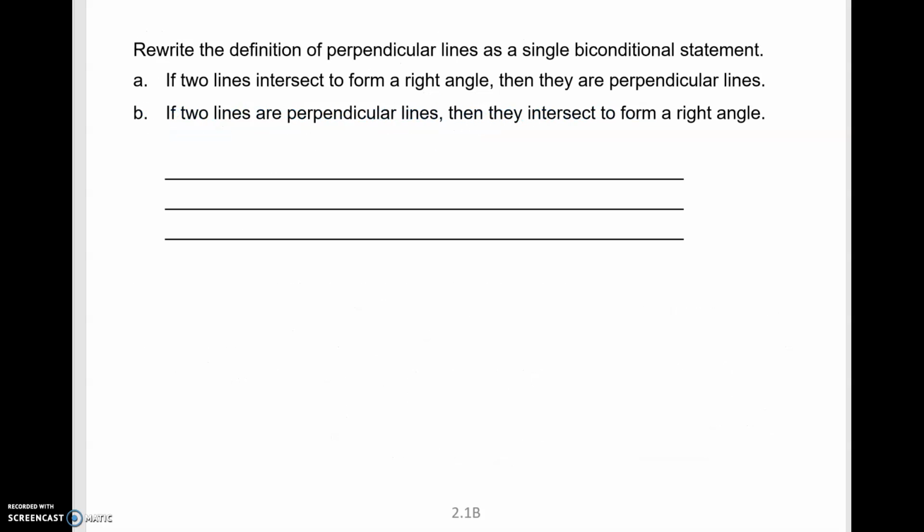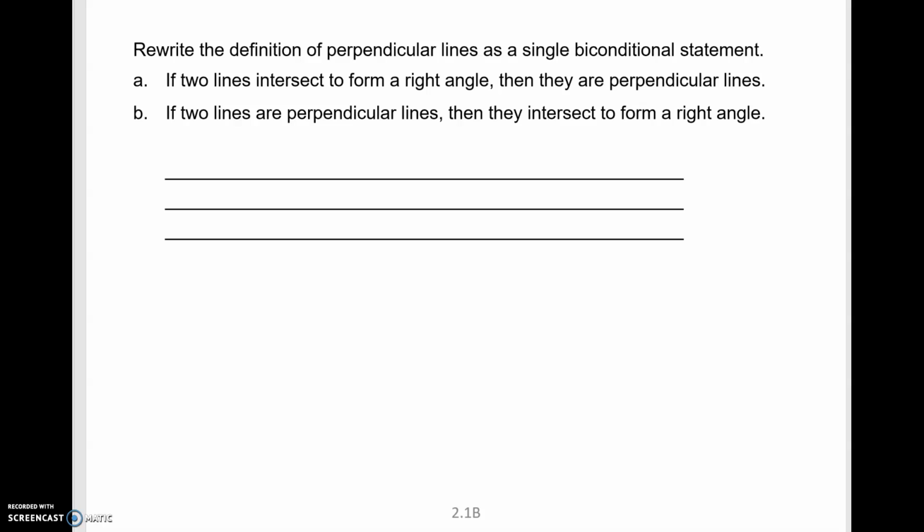Okay, so we're going to rewrite the definition of perpendicular lines as a single biconditional statement. Part 1 says if two lines intersect to form a right angle, then they are perpendicular. Going backwards, if two lines are perpendicular, then they intersect to form a right angle. So remember, you are taking each piece, you are putting "if and only if" in the middle.